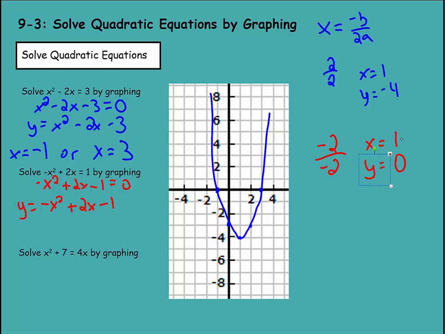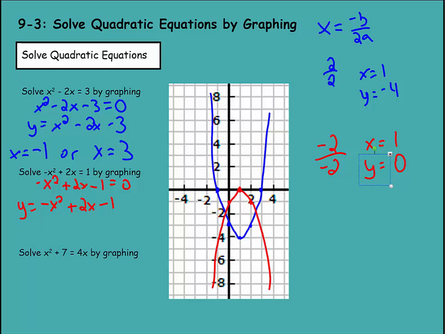The vertex actually equals 0 at positive 1. Just to make sure this isn't an anomaly, let's plot 1 to the left. So let's plot when x equals 0. So negative 0 squared is 0, plus 2 times 0 is 0, minus 1 is negative 1. Then we can reflect that on this side. Since the x squared is negative, that means this is going to be facing down.